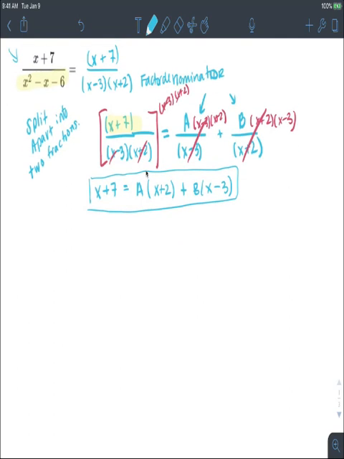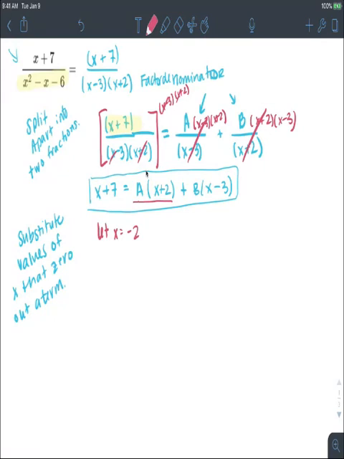Any value of x will make this equation true. So what we're going to try and do is figure out what our a and our b are. So we're going to substitute values of x that zero out a term. First off, what would I have to plug in for x to zero out this a term? Well, we're going to let x equal -2.